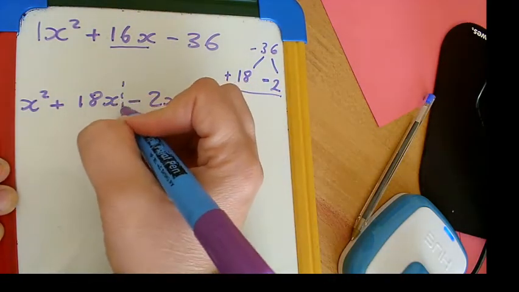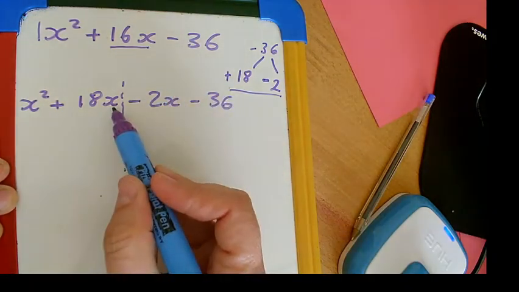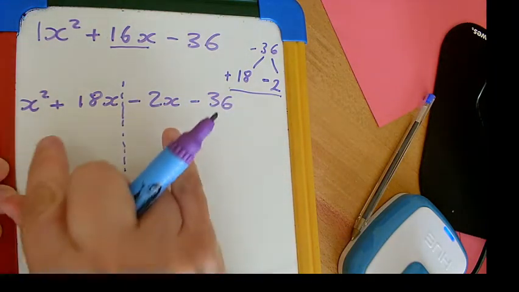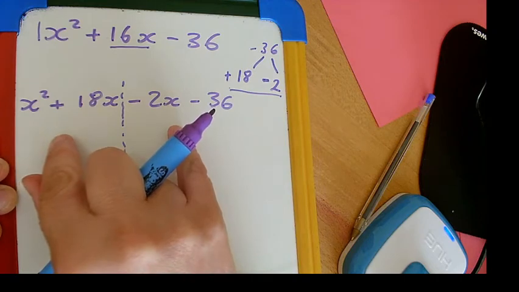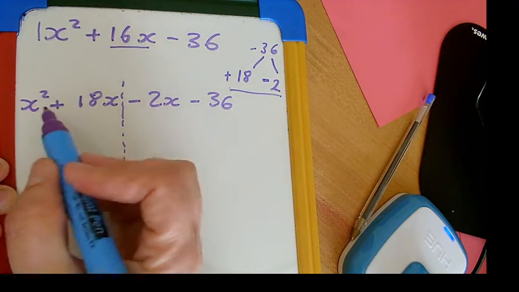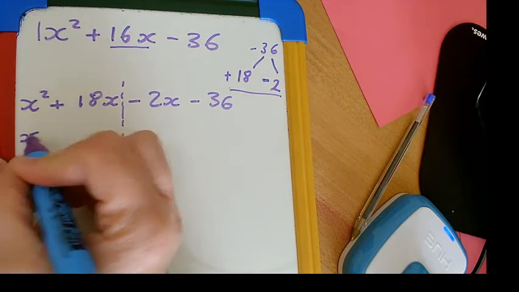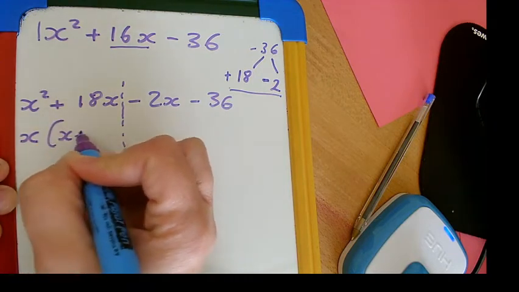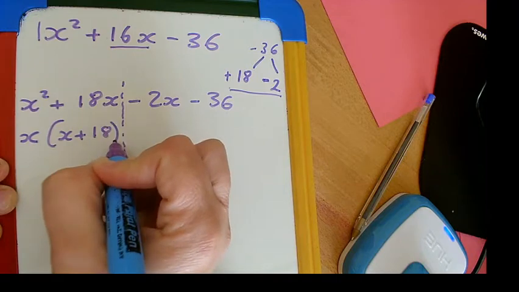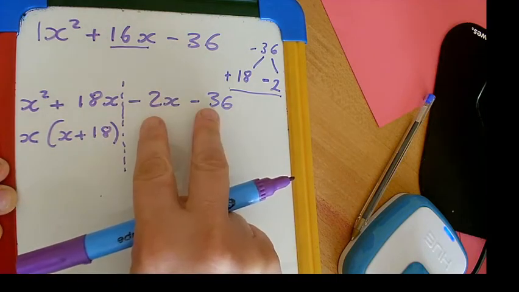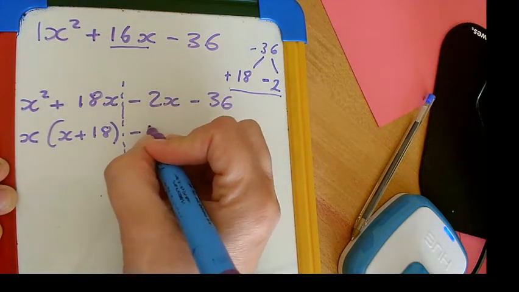Now I'm going to split it. Have a look at how I split it straight after the x. I'm now going to factorize each of these separately. What do these two have in common? They both have an x. So I have an x plus 18. In these two, I have a minus 2.